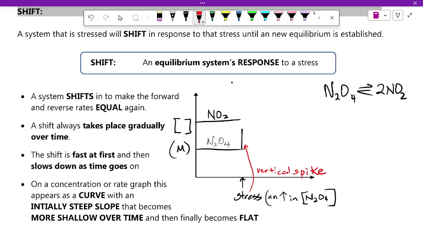And now what's going to happen? Have a chat with your neighbor. What will happen to the NO2 right now? Is it going to have a spike? What's going to happen once it starts shifting? Because we always have a stress and then we have a shift. What is this graph going to look like now? So have a chat with your neighbor about that.